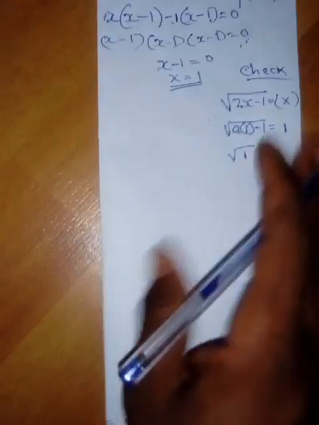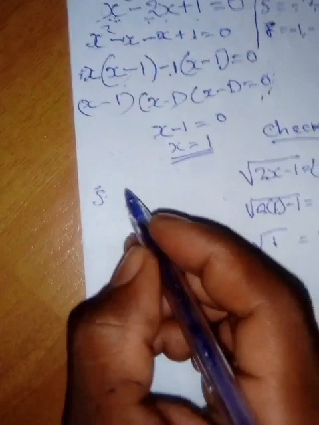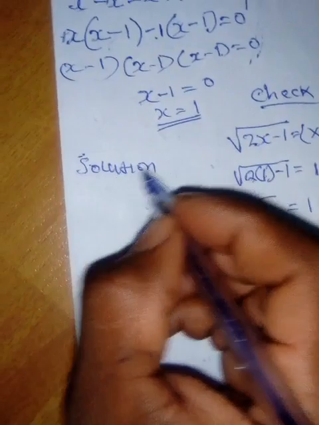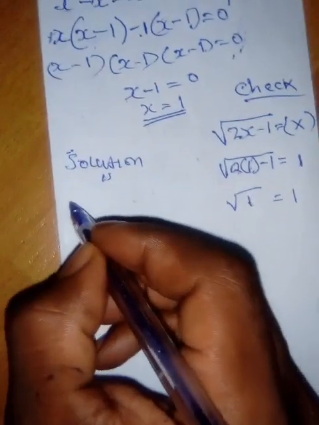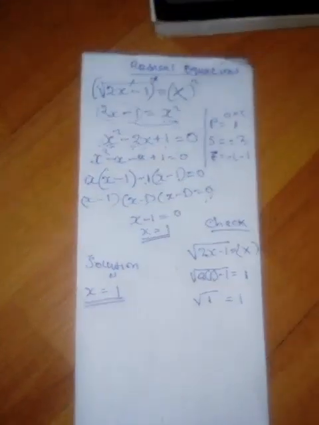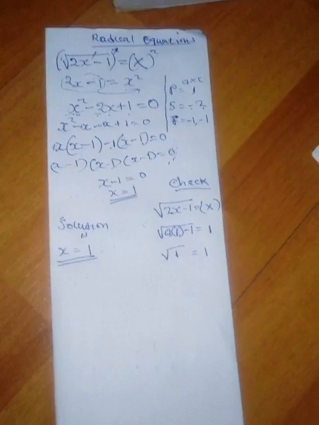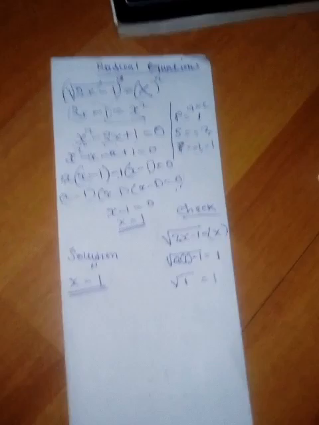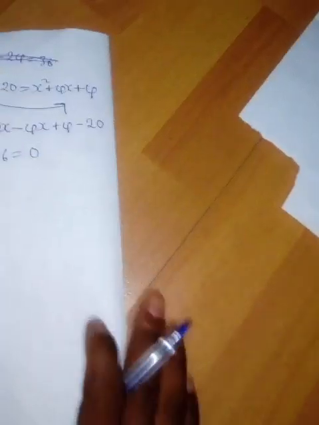Then I'll say now the solution is x is equal to 1. Then from here I'm done. This is how the radical is being solved. Let's try one more example, which is somehow difficult, but not difficult. Yeah, we're gonna solve it.